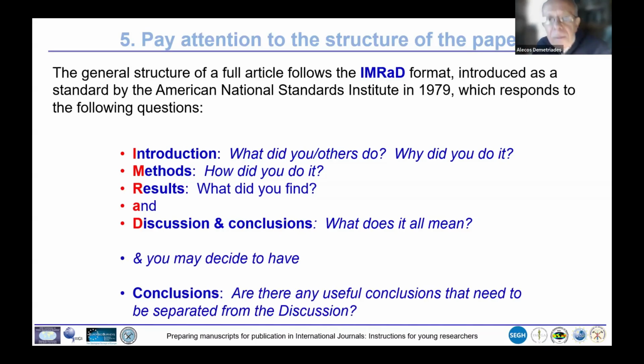And you may decide to separate the conclusions from the discussion and have a completely different section for conclusions. And in this case, you have to ask yourself, are there any useful conclusions that need to be separated from the discussion?